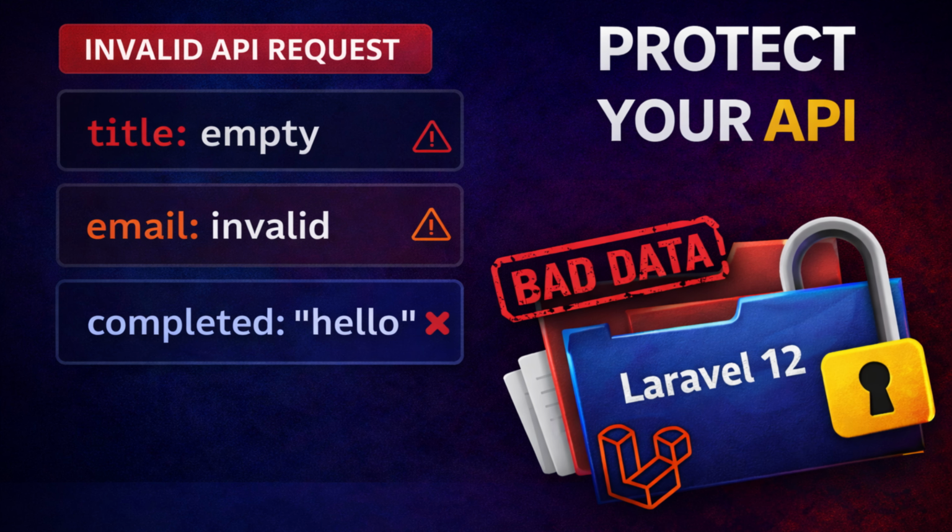Imagine your Laravel API receives this request: title is empty, email is an invalid email. All the request is wrong. So without proper validation, your API will store bad data in the database. So in this video, I will show how to implement professional API validation using the form request in Laravel 12, which keeps your controller clean and your API secure.